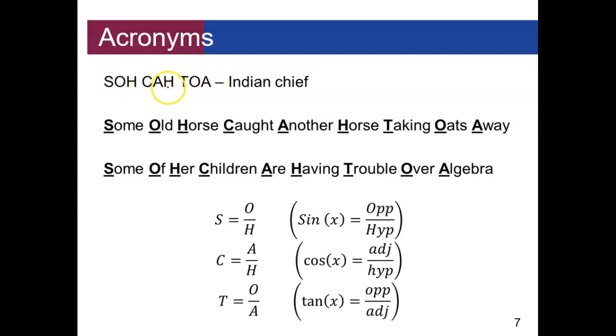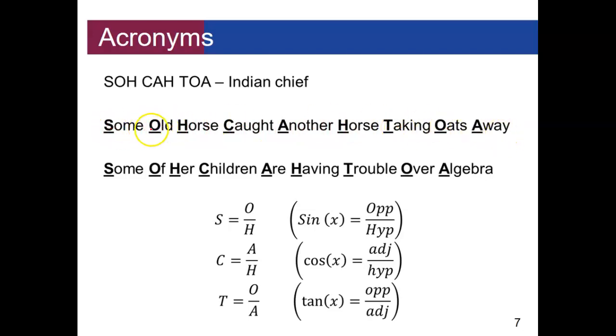acronym to use. The problem with that I see sometimes is people don't remember how to spell the Indian chief's name. So if you don't remember how to spell it, then you're not going to be able to get your trig ratios correct. Okay, another one that you might find helpful: some old horse caught another horse taking oats away.